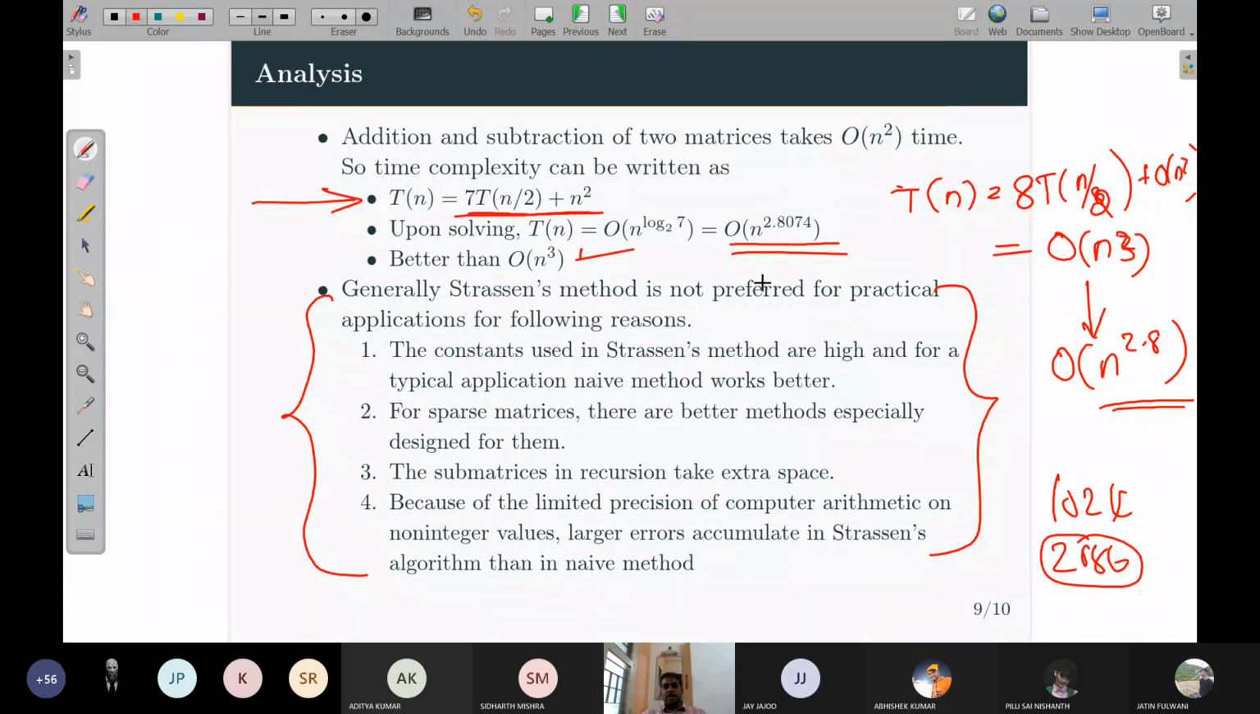So this is all about Strassen's method, and I'm sorry that the class got extended up to now.